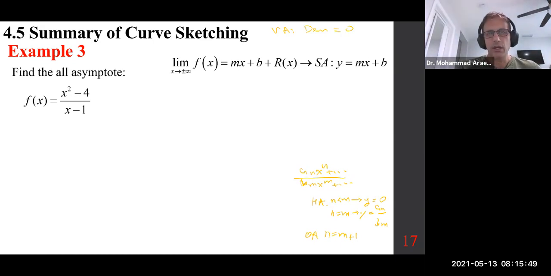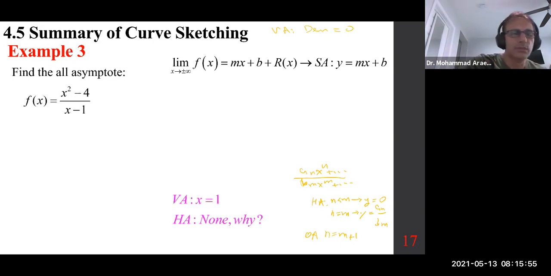Okay, so let's say vertical asymptote x equals 1, horizontal asymptote doesn't exist simply because the degree difference is more than 1. There's a degree difference. The numerator has a higher degree, doesn't matter by how much. So that's how that works.